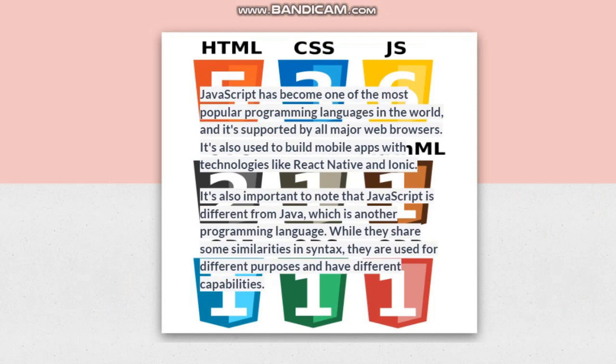JavaScript has become one of the most popular programming languages in the world, and it's supported by all major web browsers. It's also used to build mobile apps with technologies like React Native and Ionic. It's also important to note that JavaScript is different from Java, which is another programming language. While they share some similarities in syntax, they are used for different purposes and have different capabilities.